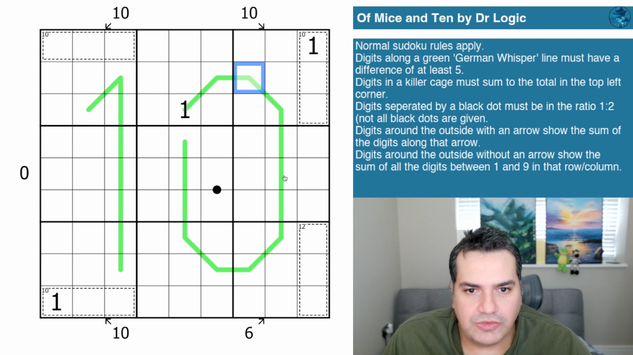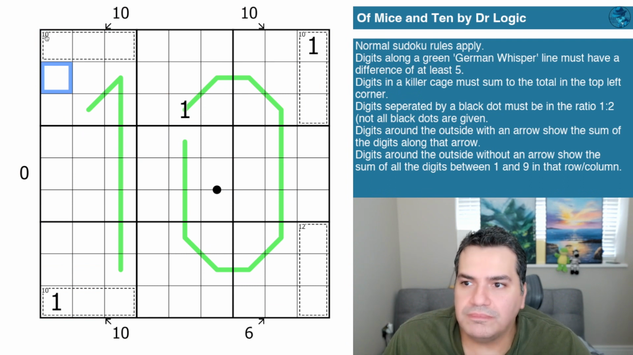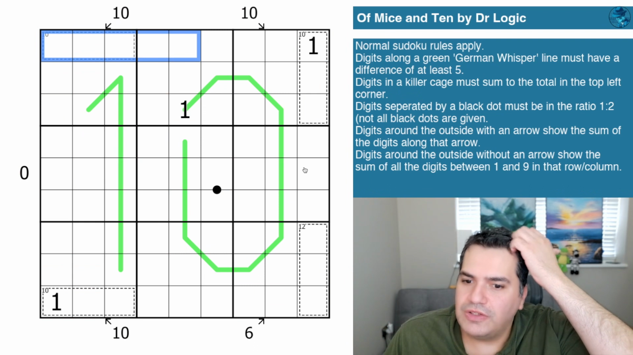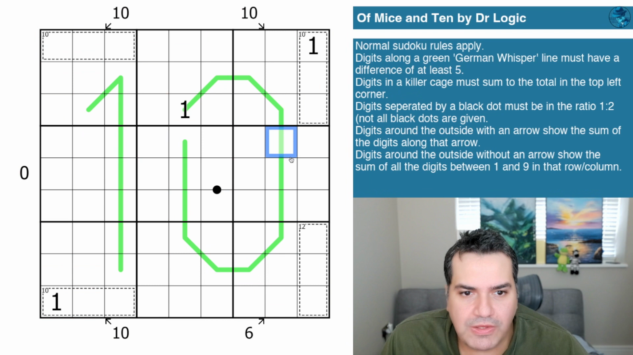Digits in killer cages must sum to the total in the top left corner. So this cage here, which is defined by the dashed line, means these 3 cells, once you sum them up, must get to 10. There's a few ways of getting 3 cells up to 10, but I can already see that with this placement of the 1, there is a very specific way of solving this puzzle. Let's keep going, rather than me solving the puzzle for you in this introduction.